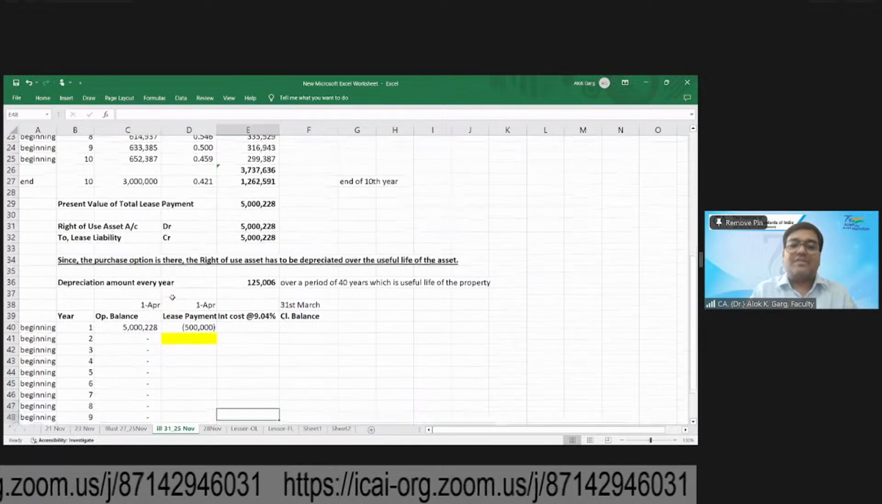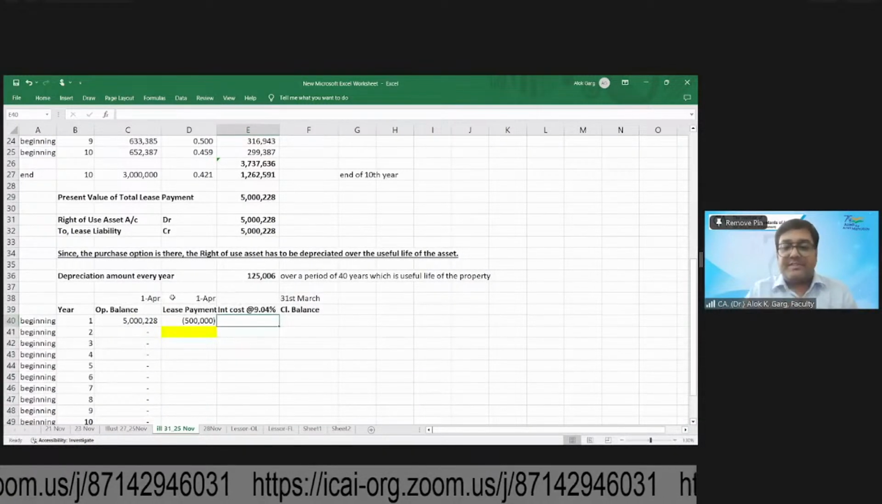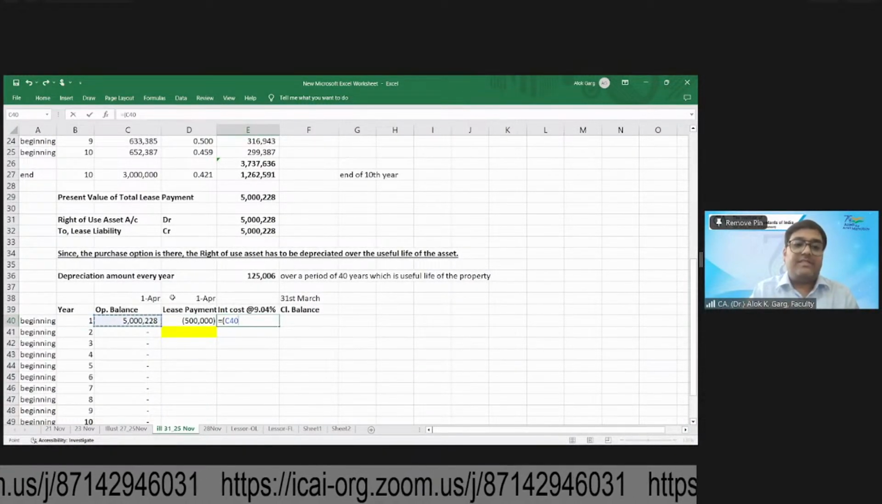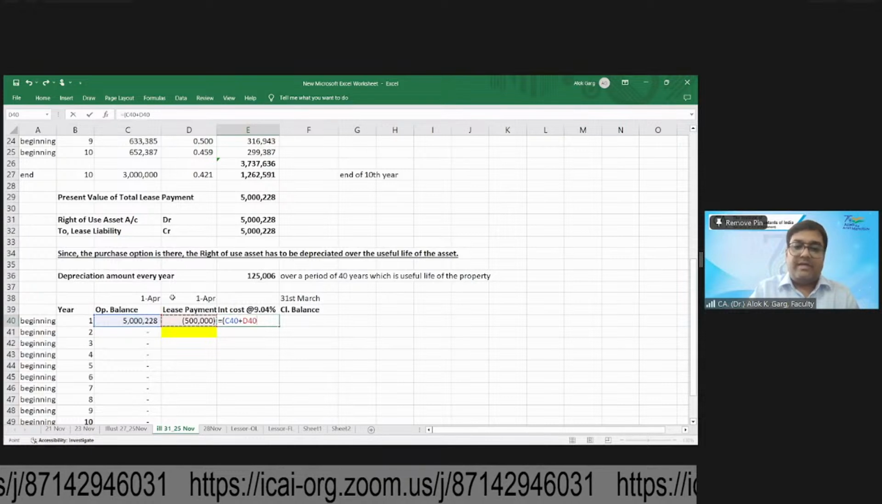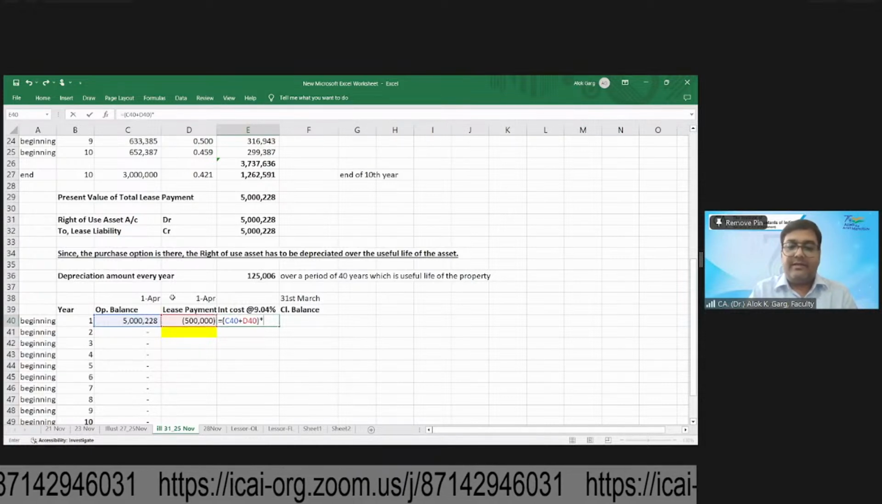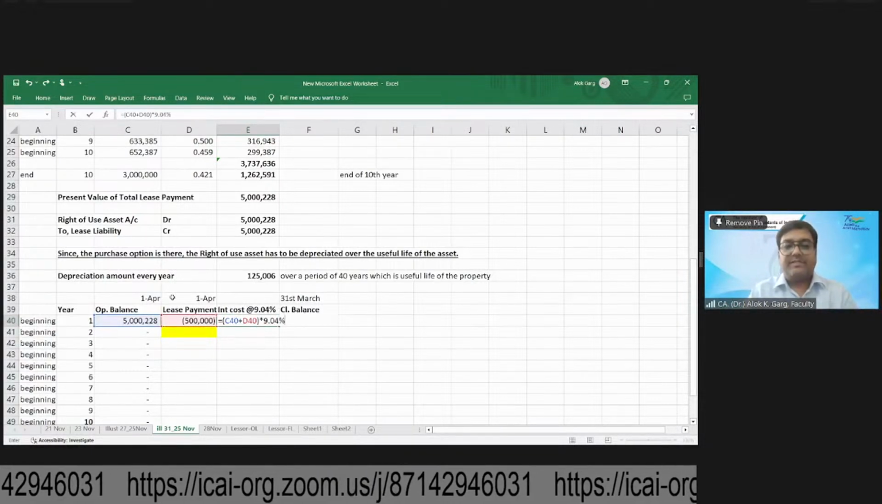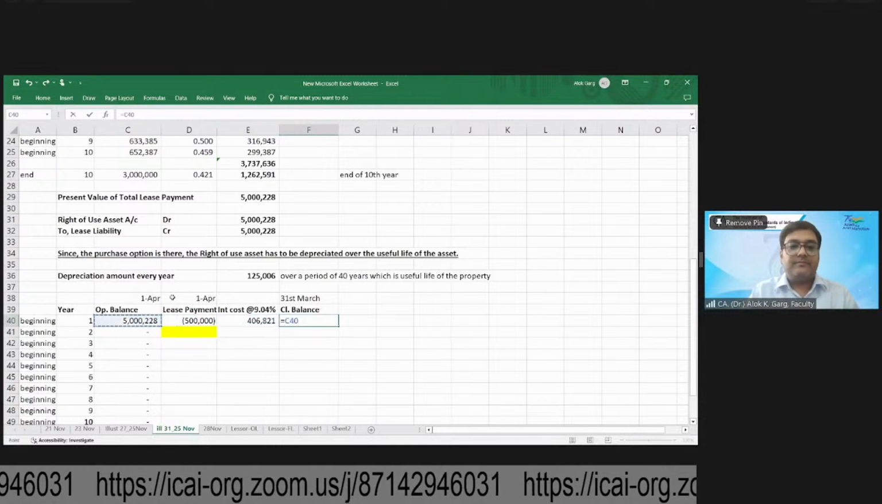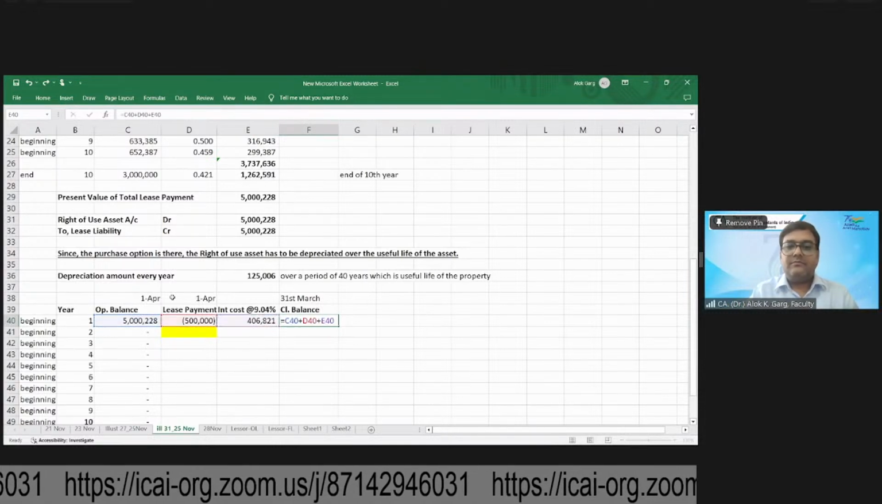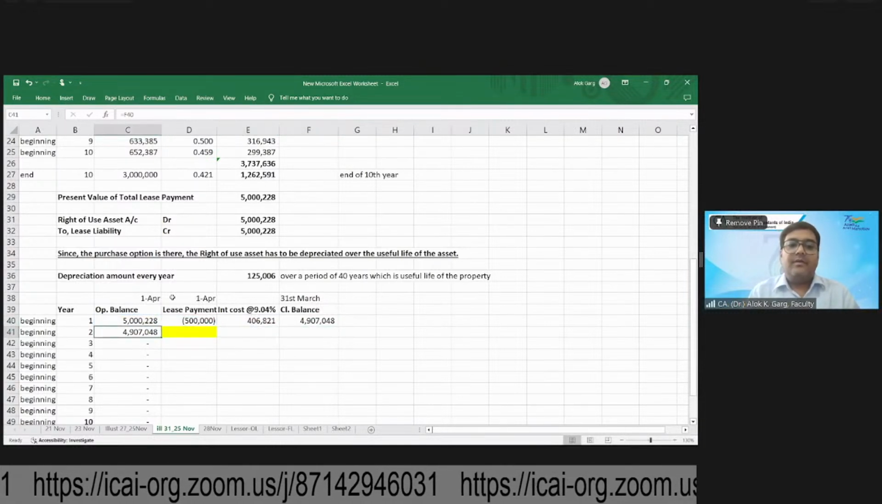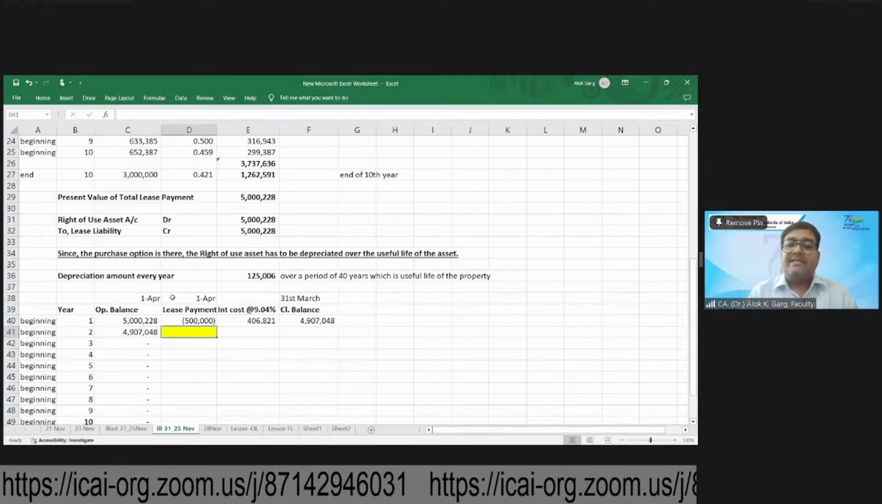What is my interest cost? At the rate of 9.04%. After netting off this plus this, my interest cost will be multiplied by 9.04%. Right? Correct? Next year, this will become the opening balance.